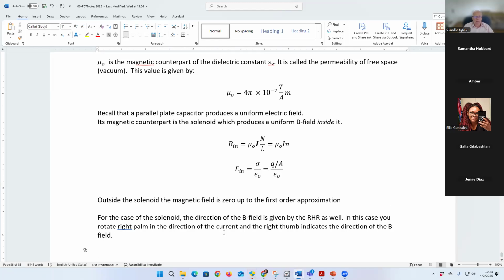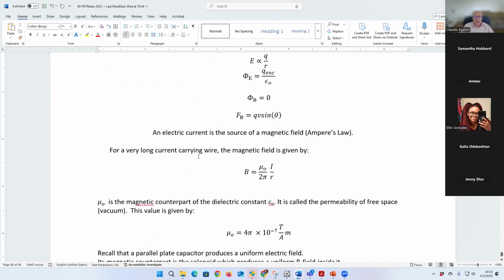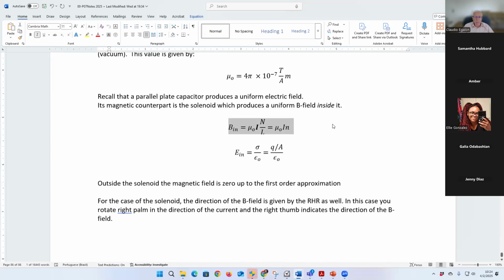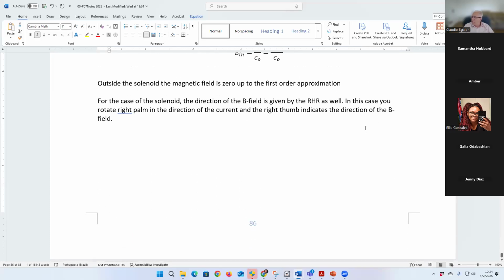Okay, so now we have two equations for the magnetic field already: for the very long current carrying wire, and the solenoid. How do we find out those two relations?